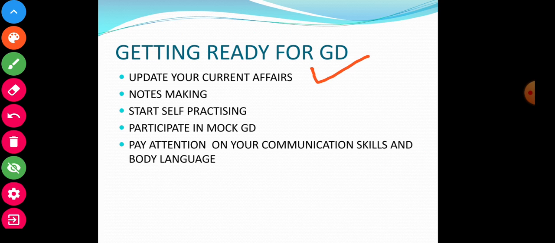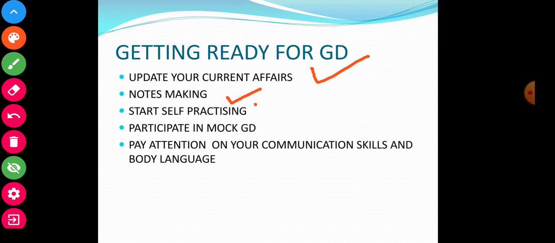Then there is note making. What happens with all of us is that we read too much of the current affairs, but we are not able to recall them at the moment. So note making will help you there. If you are making notes regularly of important issues, national and international, and of the statistics, then at the point of group discussion you will be able to recall them faster.